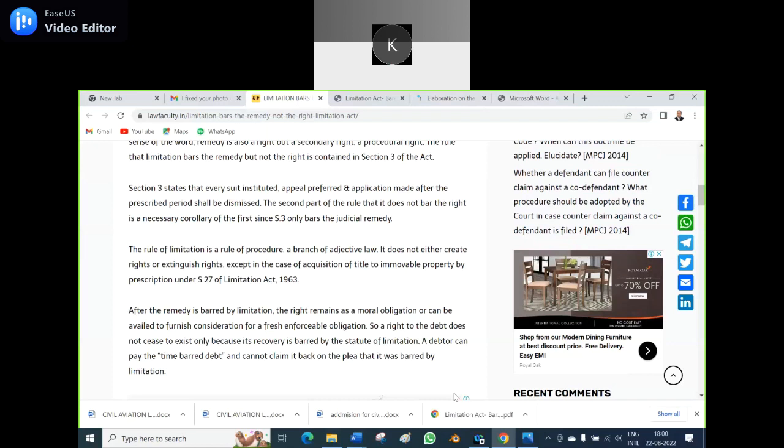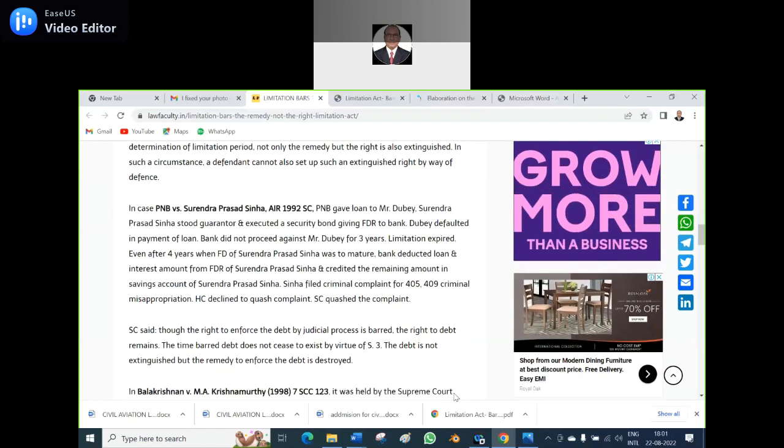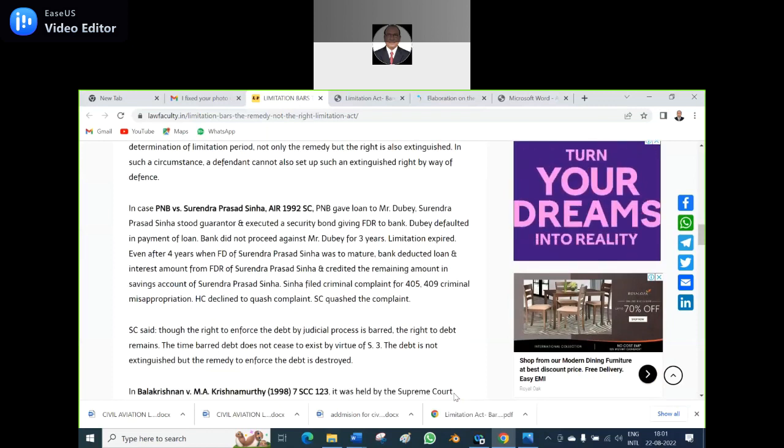Okay. What about Section 27? It is an exception, sir, for property. Could you deal one case law? I will show you the case law. That is PNB versus Surendra Prasad Sinha.